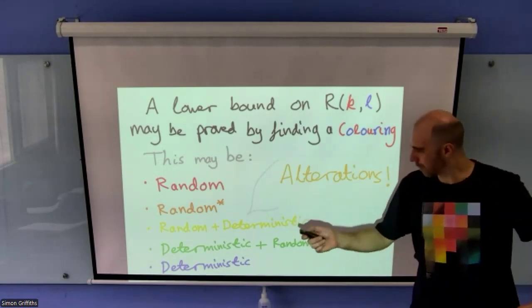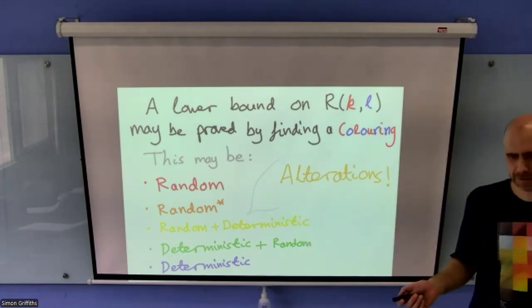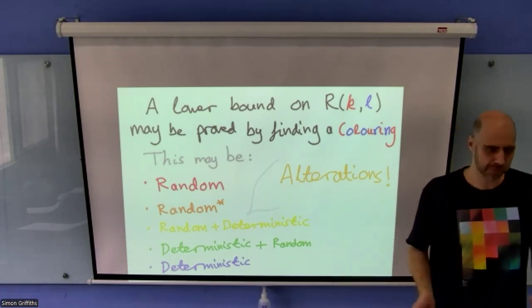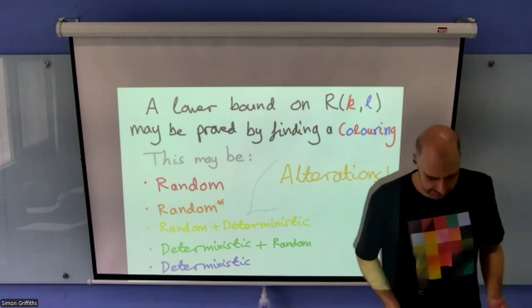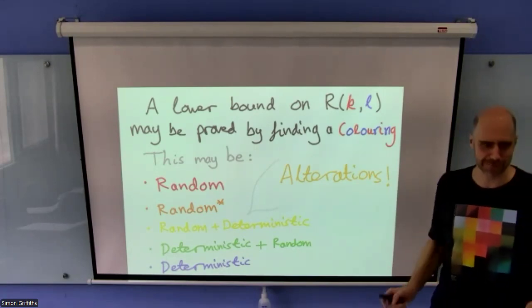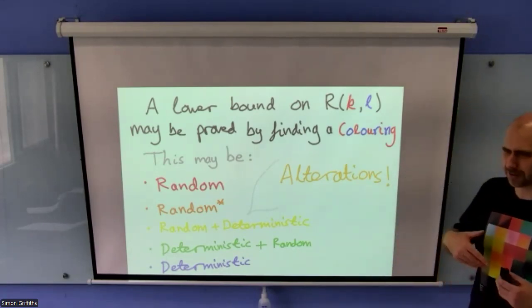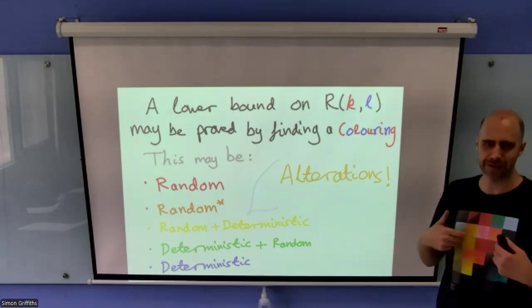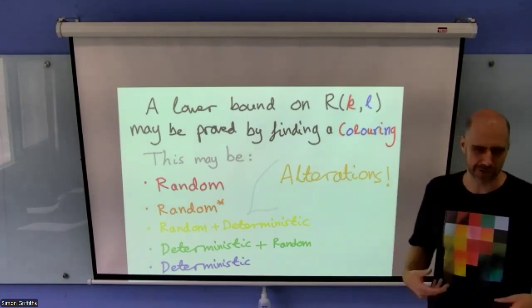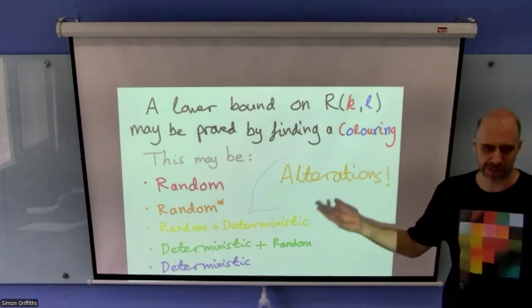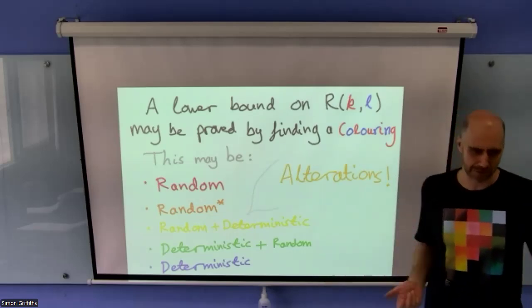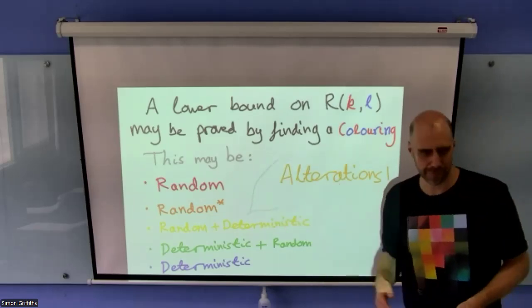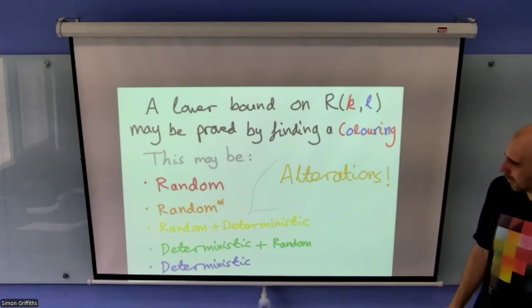So random plus deterministic is alteration. This is one famous approach, it's a section in the Alon and Spencer book, for example. Often the random construction does something a little bit silly, and you can just come along and sort it out afterwards, or remove some vertices, or recolor some edges, mess around a bit with the results, and improve your balance.